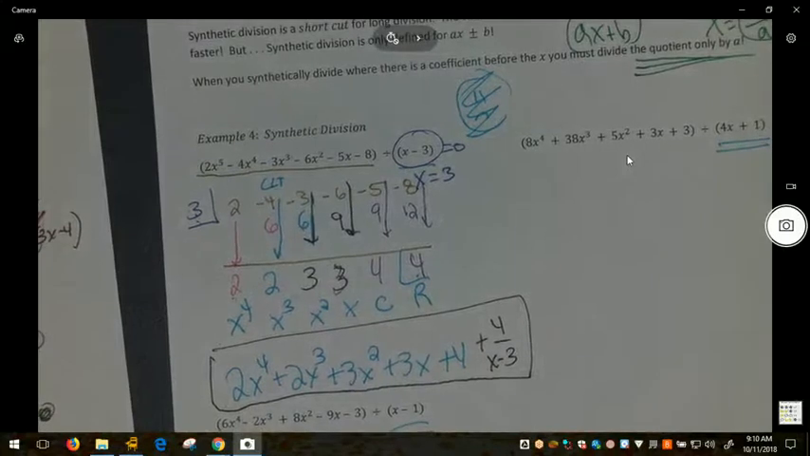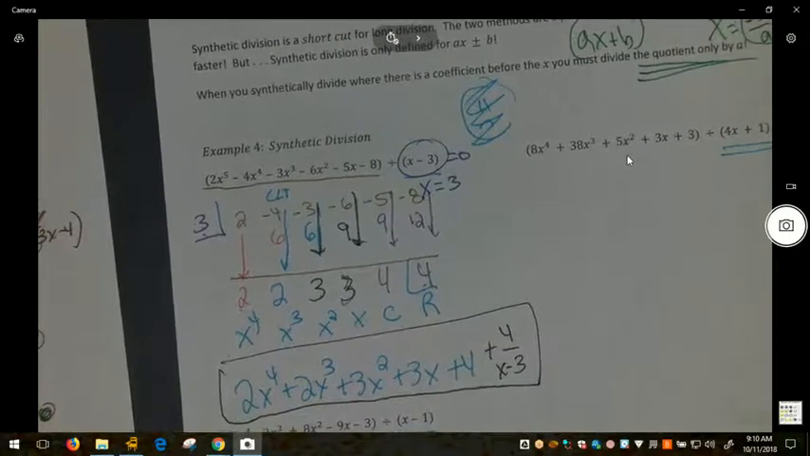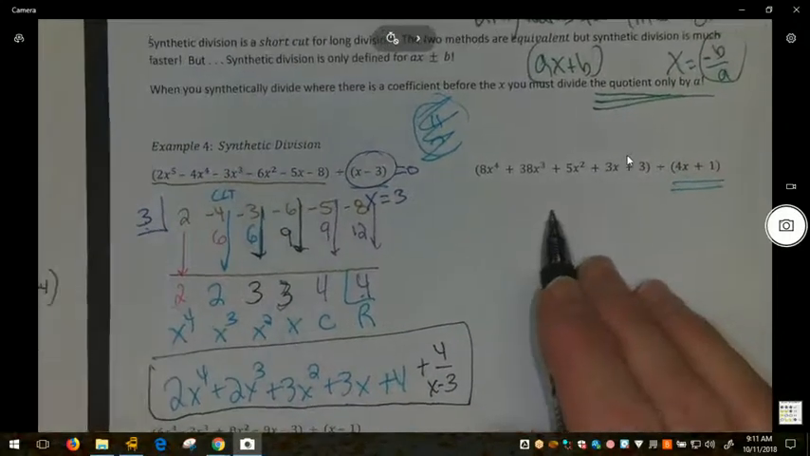Just like 6 divided by 3 is 2, there's no remainder, but 7 divided by 3 is 2 with a remainder of 1 over 2, so 2.5. All right, let's look at this one.